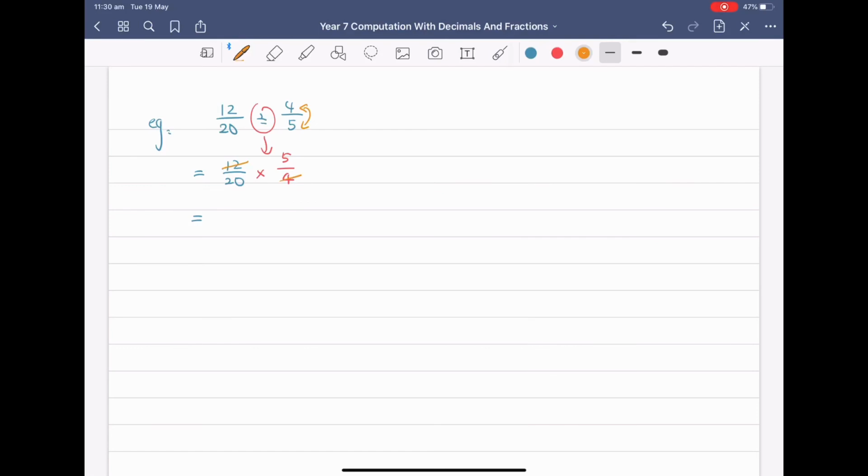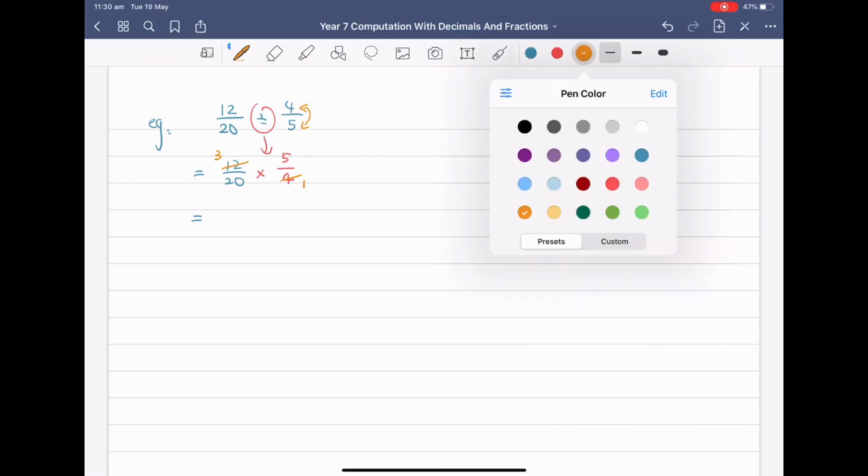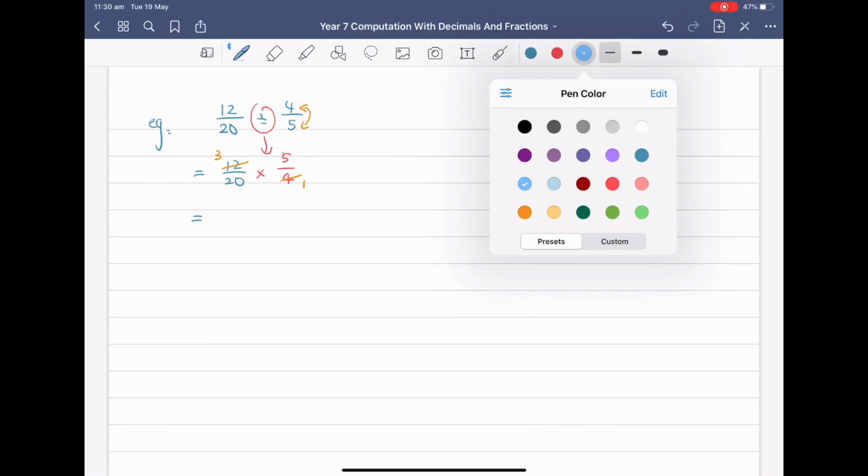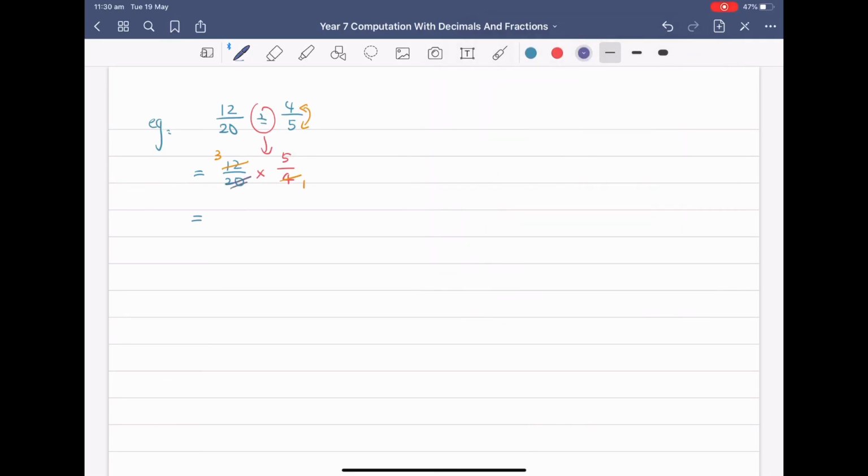12 and 4, you can divide both by 4, so that becomes 3 and 1. For 5 and 20, you can cancel those as well. So 5 and 20 become 1 and 4. Now at the end, you have 3 over 4 times 1 over 1, which is 3 over 4. That's another one. Let's just do one more.